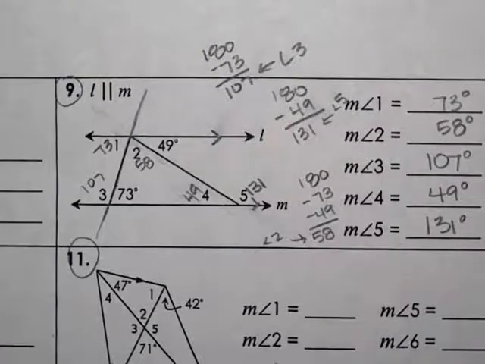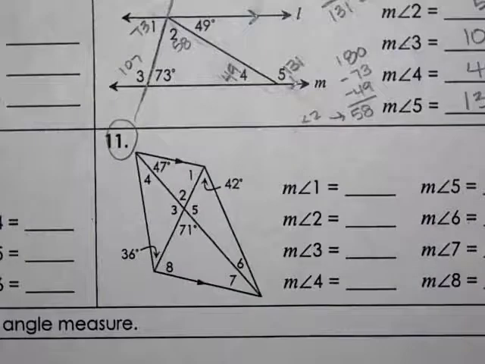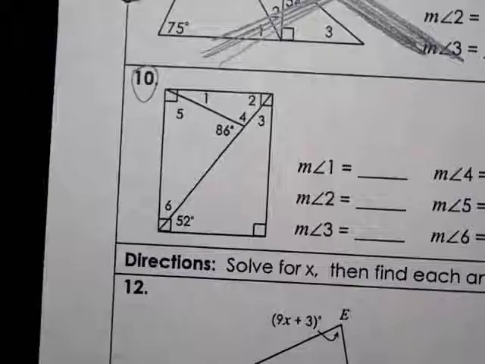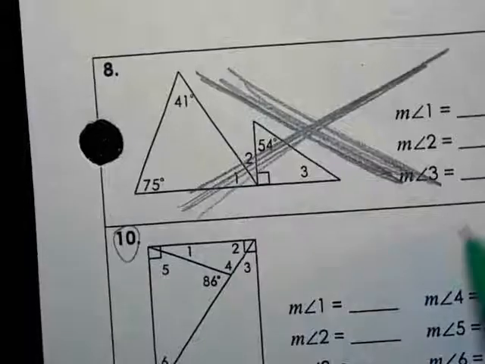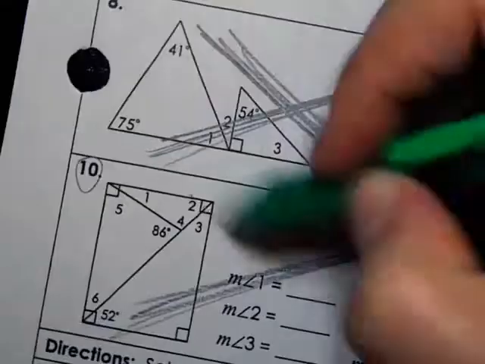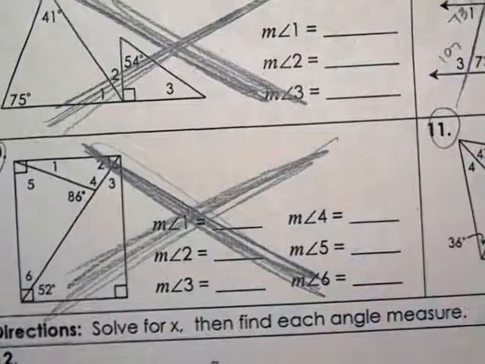Number 10. Now, are we still feeling like we want to do 10 and 11, or have we gotten to the point where we just feel like we need to do one or the other? Just 11? Okay, so let's put an X through 10. If you did it, it's fine, but if you're choosing not to do it, put an X through it.